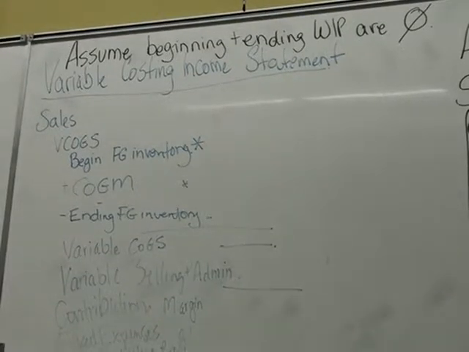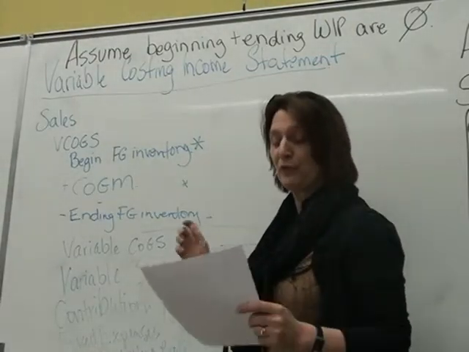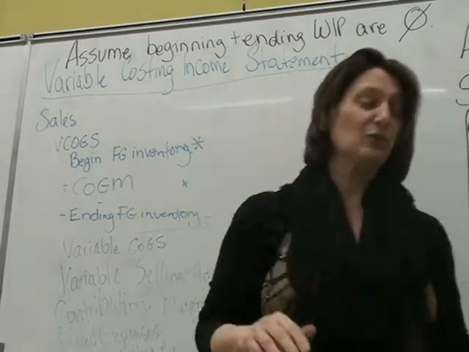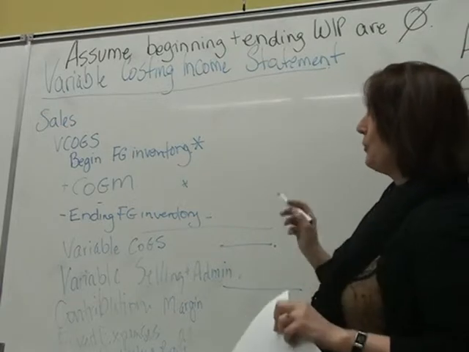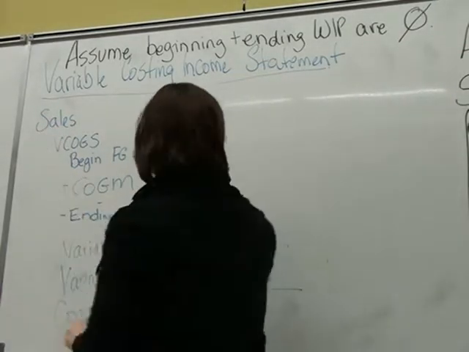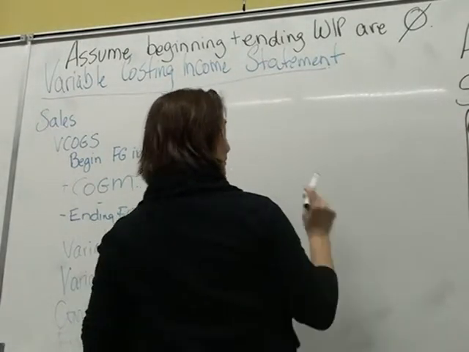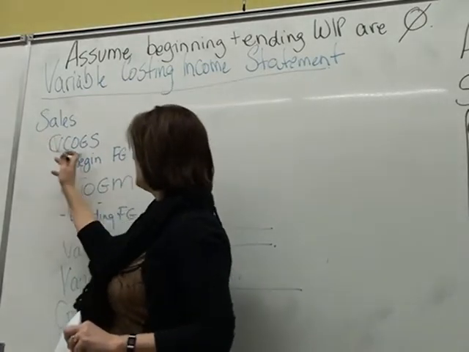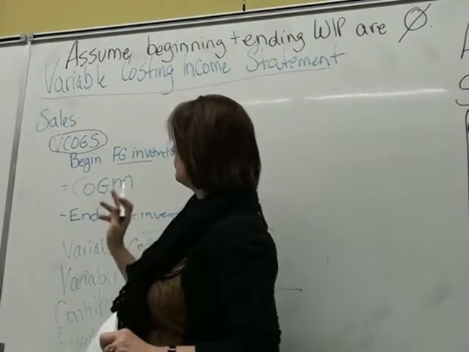All right, so I told you this was the format I want you to use for the income statement, for the variable costing, which I told you last week I was very unclear about. So I'm just going to go over it one more time. So you start with sales, and then just like on the absorption costing one, where you tell me what the cost of goods sold is, we're going to calculate the variable cost of goods sold on this one. So you start with beginning finished goods inventory.